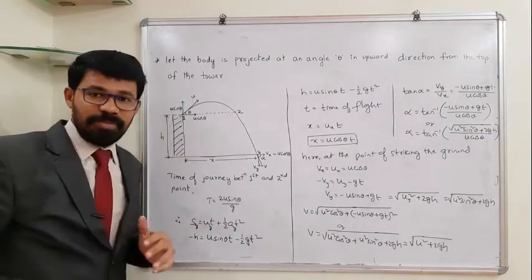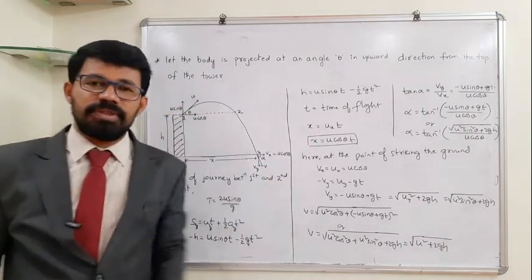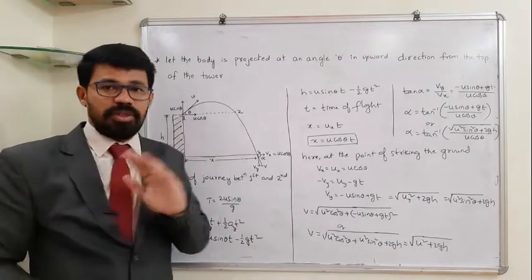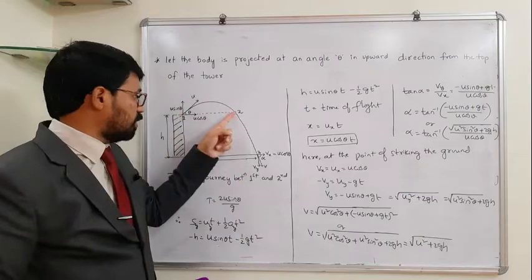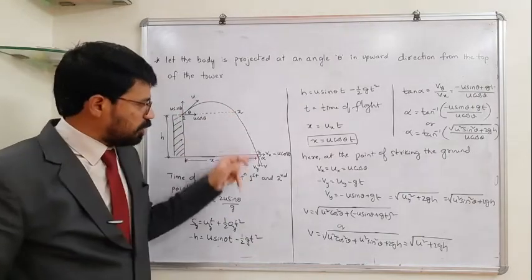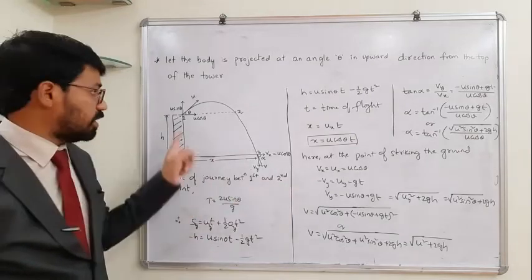So here, what was done? The body is projected at some angle with the horizontal, not from the ground, but from the top of the tower. And from this point to this point, no worries, we know everything; all the parameters connected with this kind of parabolic path can be dealt with. But beyond this point, so far we haven't explored. And this is how the details can be handled connected with this kind of motion.